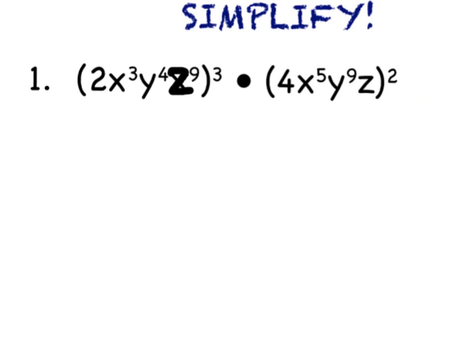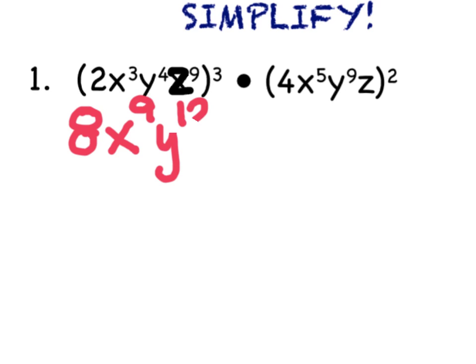In order to get started, I am going to take everything in the first set of parentheses and cube it. So I'm going to do 2 cubed, which is 8. And then I'm going to do x cubed to the power of 3. So that's going to give me x to the power of 9. Y to the power of 12. I'm just using my power to a power property. And then I'm going to get z to the power of 27.